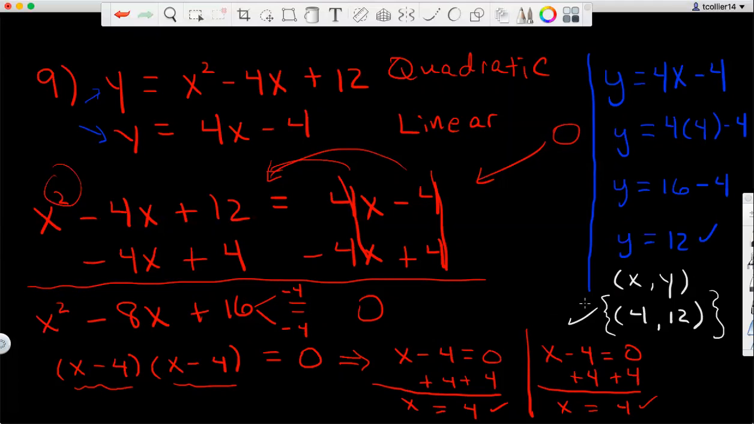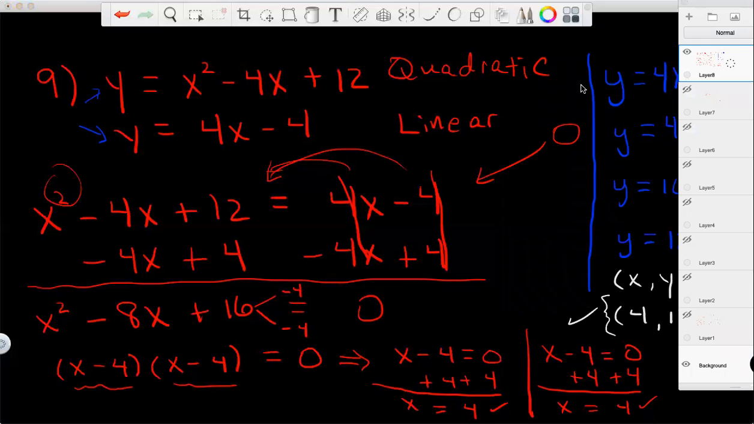So if I was to graph these two equations on Desmos, what I would figure out is they only cross once, and that's going to be at the point 4 comma 12. All right. Let's look at the last one.